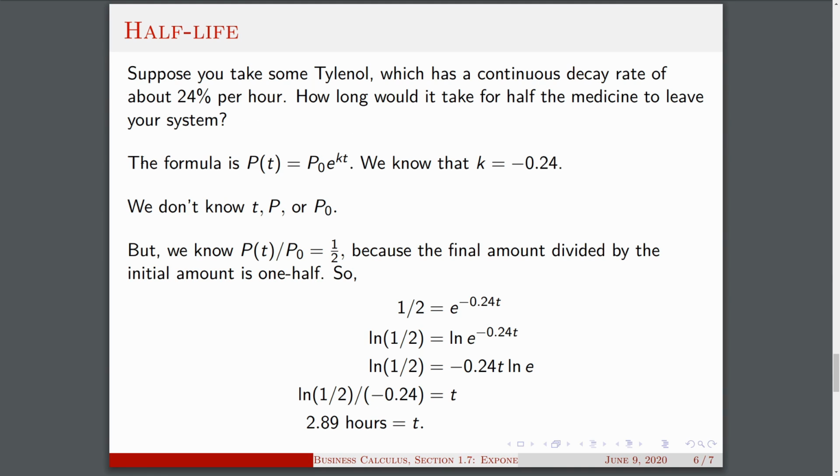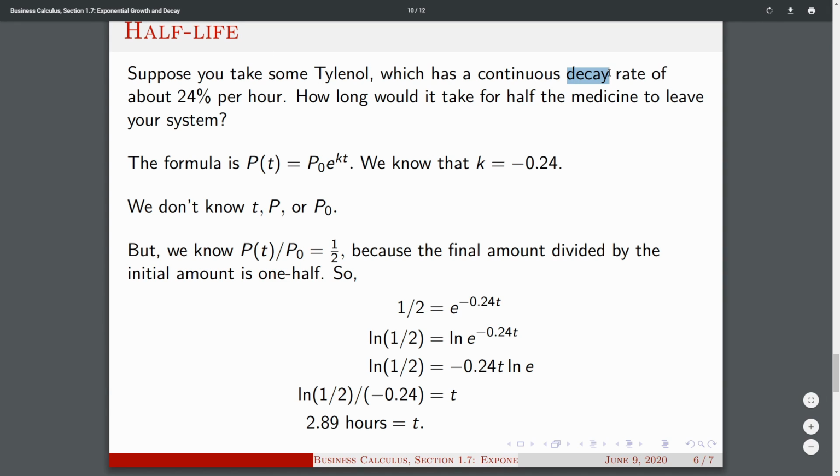All right. Let's see. Our formula, is this the right formula? P of t equals P naught times e to the kt. And the answer is yes, that is the right formula, because it has a continuous decay rate, so I need to use the e formula. I have written here k equals negative 0.24. Is that the right k? I have a negative. Why is it negative? Because the function is decaying, is decreasing. And whenever I write 24% as a decimal, it's 0.24.